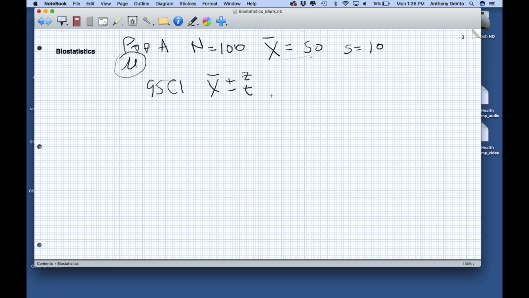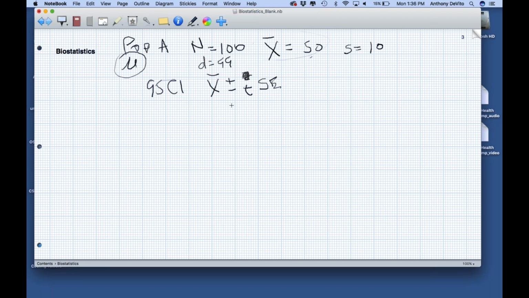It depends on my sample size and whether I know my sigma, which one I choose, times my standard error. So in this case, do I know the standard deviation of the population? No, I don't. I only know the sample standard deviation, so I have to use the t-score. And that t-score is for degrees of freedom equals 99, right? Sample size minus 1.